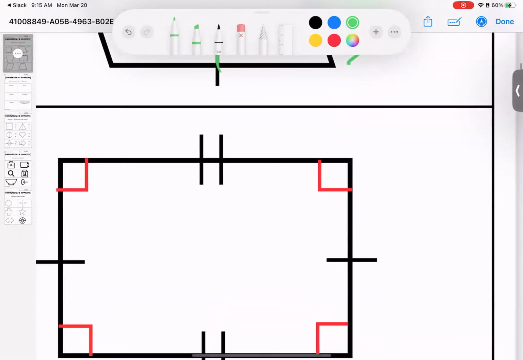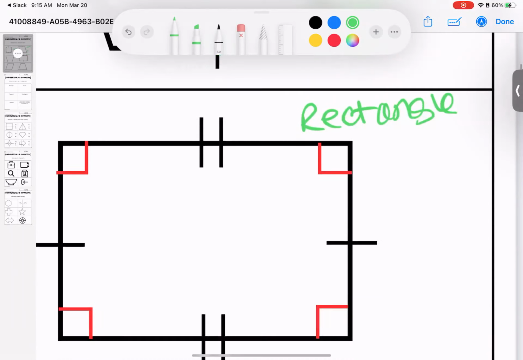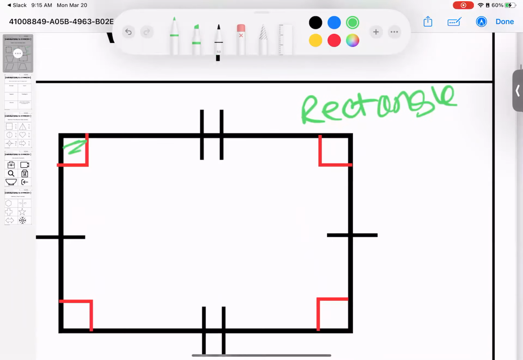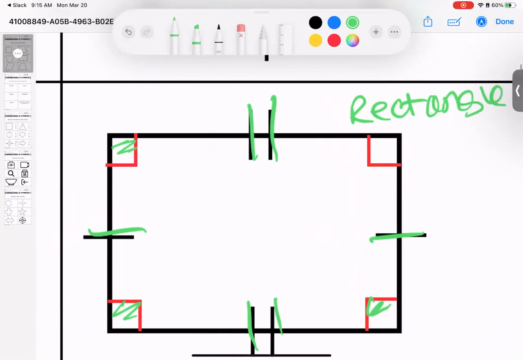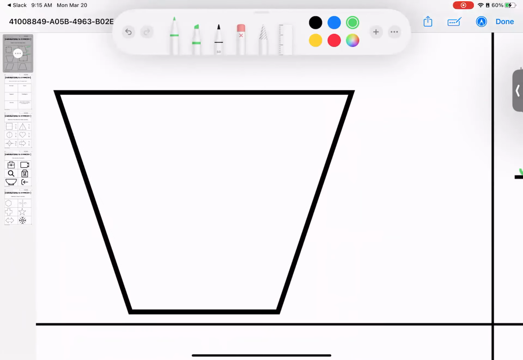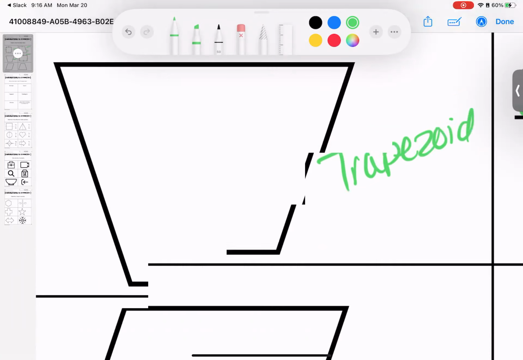Down here, we have a rectangle, and this is a rectangle because it has 4 right angles and opposite matching sides. Over here, we have a trapezoid. Trapezoid has our 1 pair of parallel sides. It is a quadrilateral, and our other pair are non-intersecting lines.